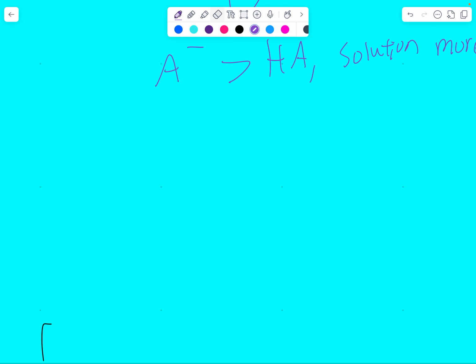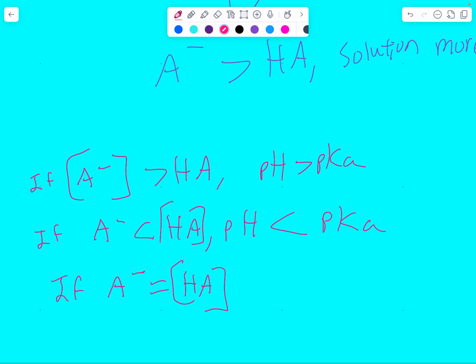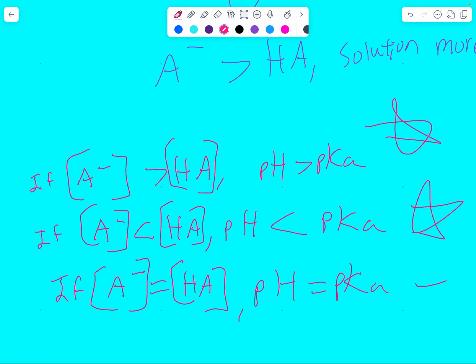Here is a summary of what everyone needs to know. I'm going to write this once and one time only. If A minus is greater than HA, pH is greater than pKa. If A minus is less than HA, and you can figure this out in the question stem, pH is less than pKa. If A minus equals HA, let me just add the brackets to look fancy for you guys, your pH equals the pKa. This is literal gold. I wish I saw this when I was a little younger.